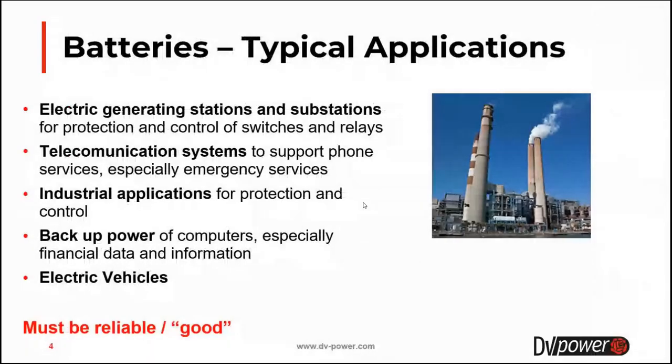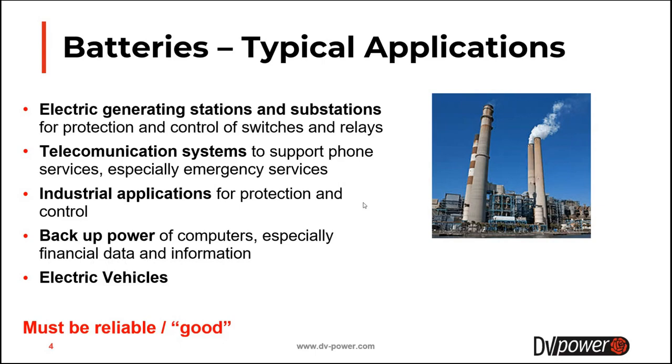Batteries, as we know, can be found in a wide range of applications in electric power systems. They can be found in electric generator stations and substations, where they are used for powering the protection and control of switches and relays, in telecommunication systems, where they support phone services, especially emergency services, and in industrial applications as a backup power of computers, especially for financial data and information. They also serve as a backup power for hospitals, where a power outage is not an option for people on life support machines and instruments.